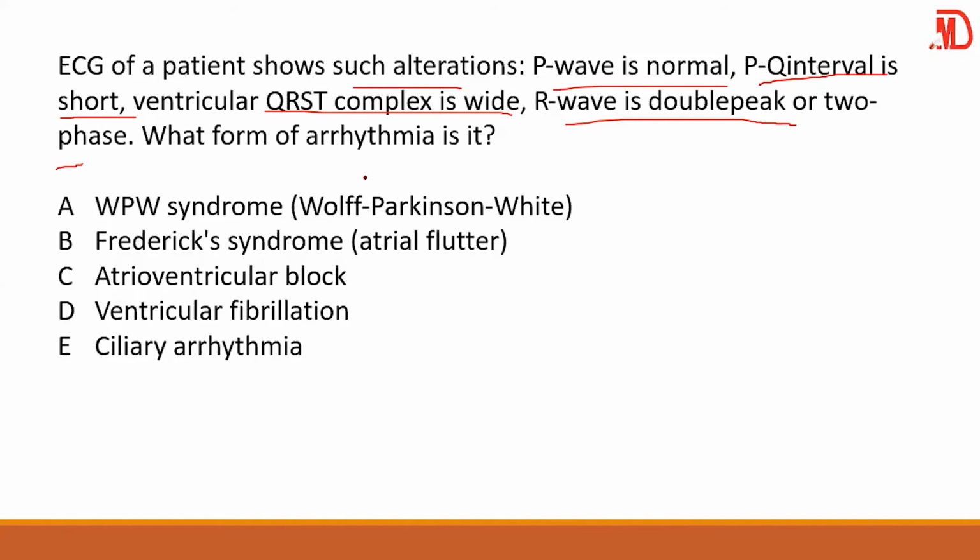Like I said earlier on, why is it that we're having a short PQ interval? It's because there's a problem with the AV node. It is not blockage. So I'm not going to say this is atrioventricular blockage. If it were blocked, the PQ interval would be delayed. But it is not blockage. So it means that there's another electrical pathway somewhere else that is causing this short PQ interval. And that phenomenon, we call Wolff-Parkinson-White.